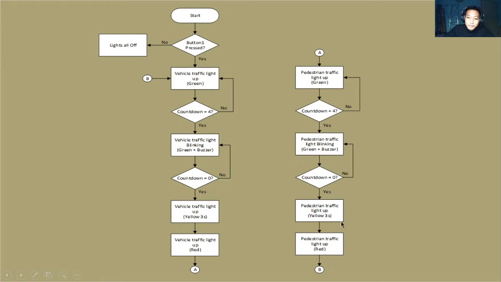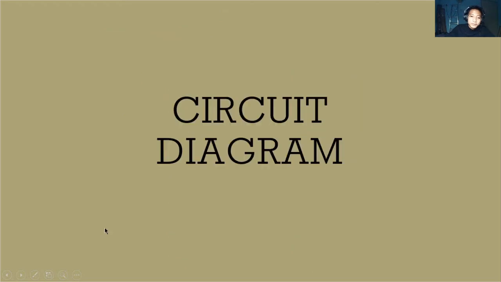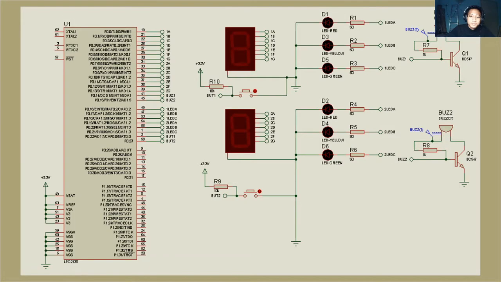After it finishes the countdown, the yellow will light up and the red LED will light up. It means the pedestrian cannot cross anymore. They have to wait. It will turn back to here, so the vehicle traffic light will light up green. So vehicles can move. Let's go to the next, the second diagram here.